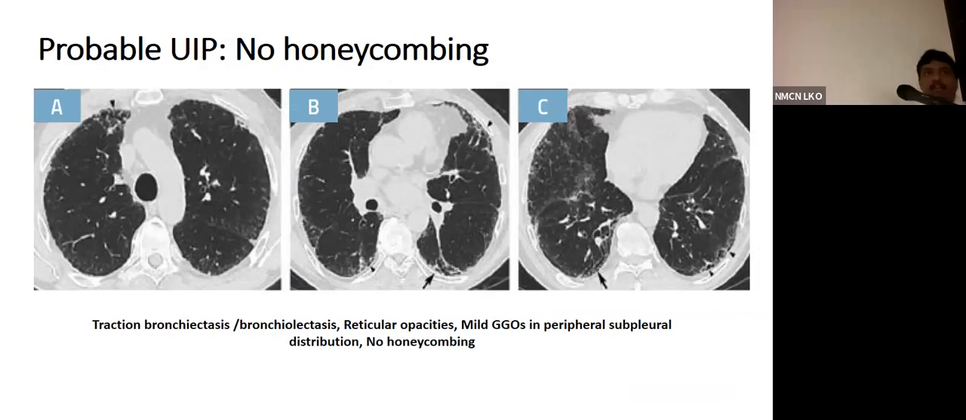Now coming to the next HRCT pattern, that is called probable UIP. It is usually characterized by the presence of traction bronchiectasis or bronchiolectasis, reticular opacities, mild GGOs in peripheral subpleural distribution, and usually there is absence of honeycombing. So in probable UIP, there will be no honeycombing.